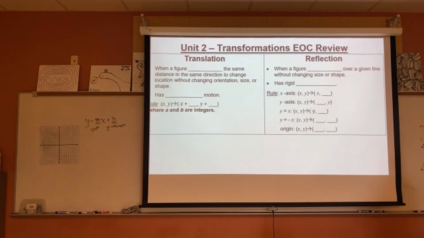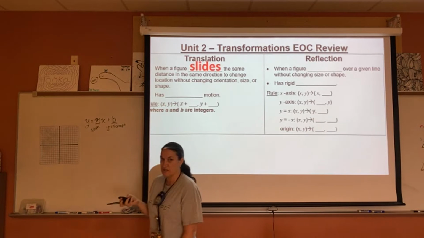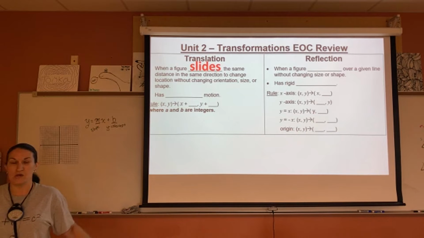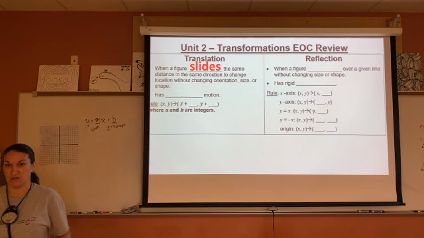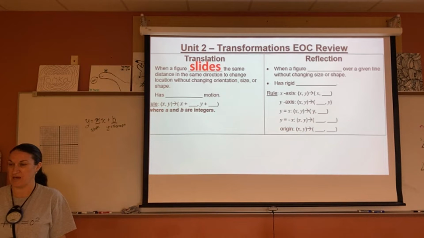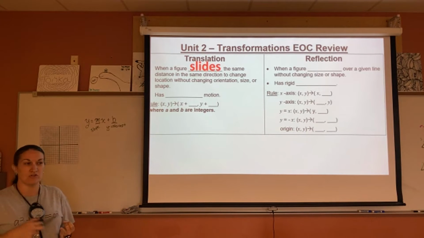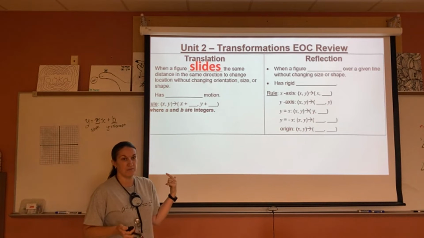The first transformation is a translation. A translation is when a figure slides the same distance and in the same direction. So in the time I've just been talking, I have moved my location from over there to over here. I did not change my orientation, meaning I'm still upright. I'm not laying on the floor. I'm not standing on my head. My orientation is the same. I'm still the same size and shape as I was when I was standing over there. So the orientation, size, and shape did not change when I translated myself, okay?